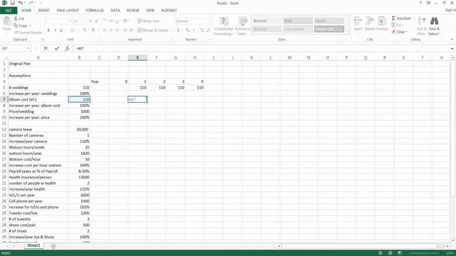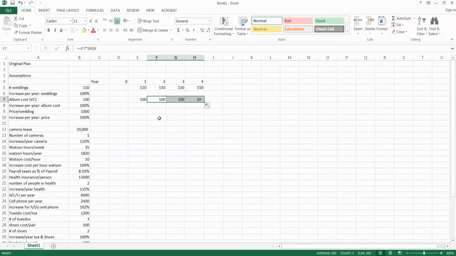Now, next we've got our album cost per year, and that's $110. Well, I think that actually should be $100, shouldn't it? So let's fix that right here in our assumptions. And again, we're going to want to use year 1 times the expected increase, which we'll anchor with highlighting and pressing F4, and then that will allow us to copy it right over too.